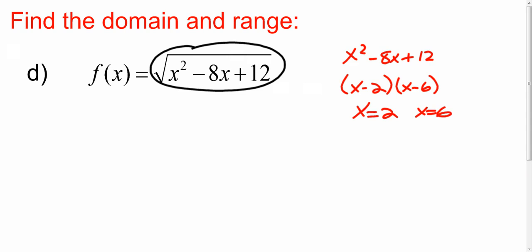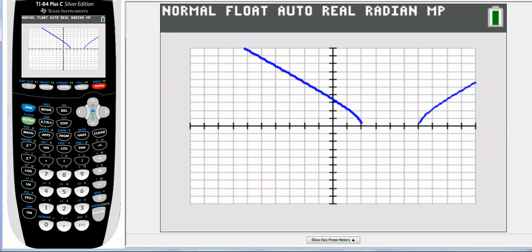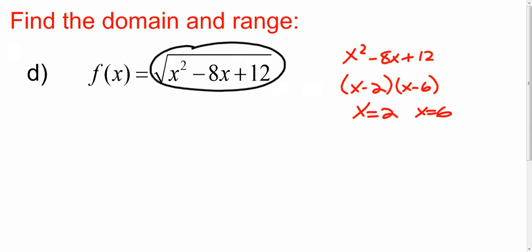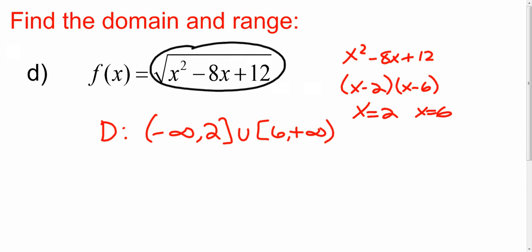Now let's look at the graph and let's see what has to happen over here. Okay, so when we look at the graph, sorry, I kind of messed you up. When we look at the graph, you can see that your x values have to be less than or equal to 2 or greater than or equal to 6, and that your y values will start right here at 0 and go up. Okay, so on that one, your domain goes from negative infinity until it's exactly 2, or 6 to positive infinity. And then your range will go from 0 to infinity. Okay?